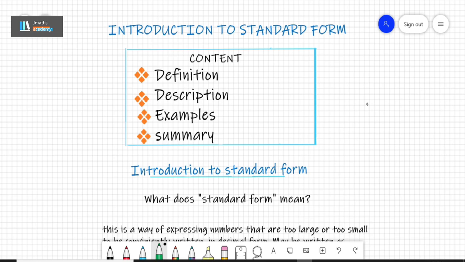Today, we'll be treating standard form. We'll go through its definition, we'll show you how it should look, treat examples, and at the end, we'll go over what we did.